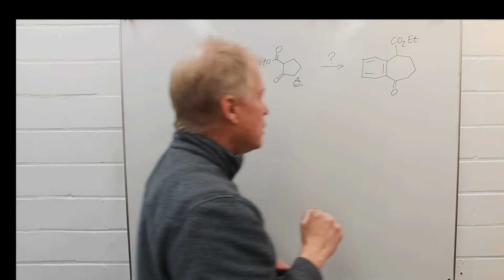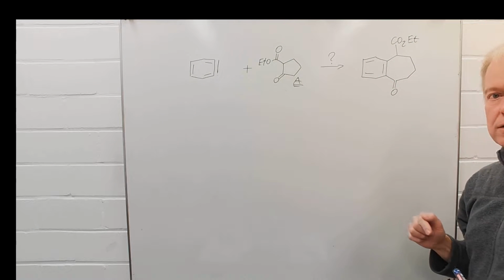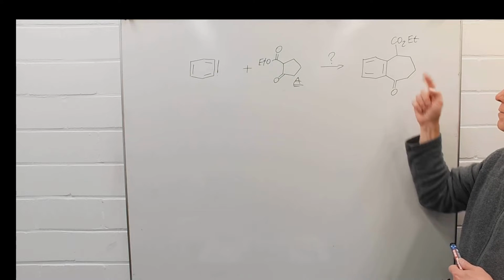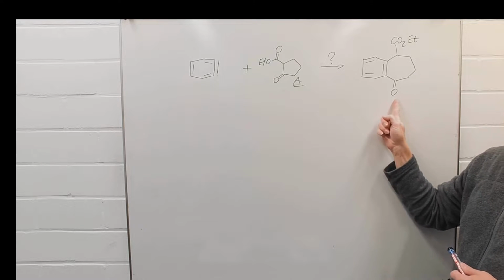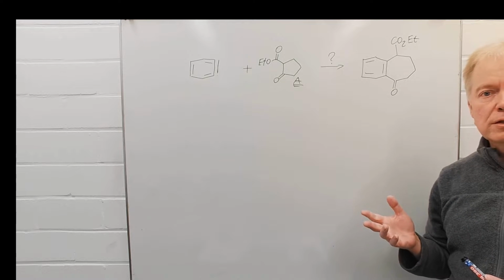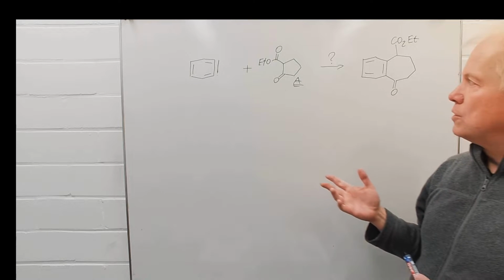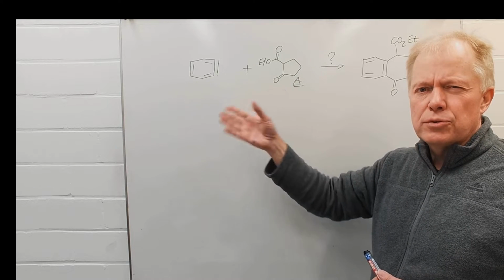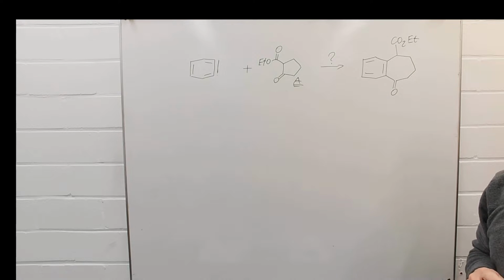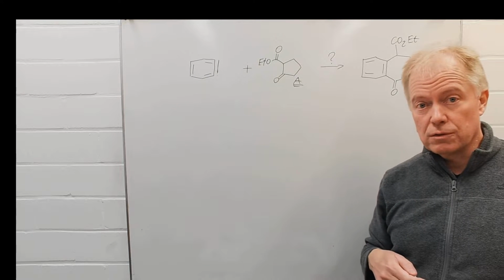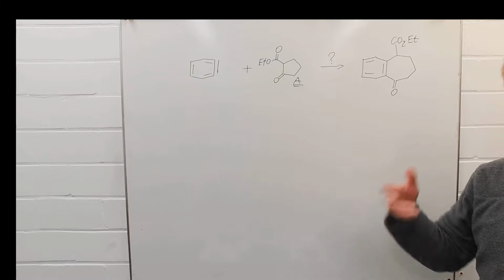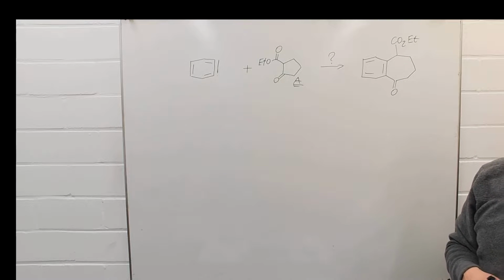And as the product, we have this annulated ring system, a six-membered and a five-membered ring, functionalized again with a ketone and an ester. The question now is, what is an appropriate mechanism which can explain this transformation? Please try to solve that riddle by yourself first before listening to the explanation presented.